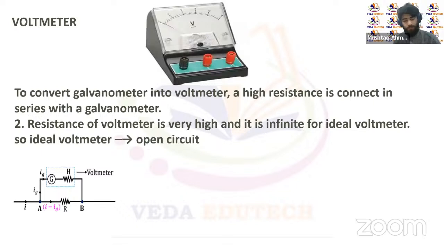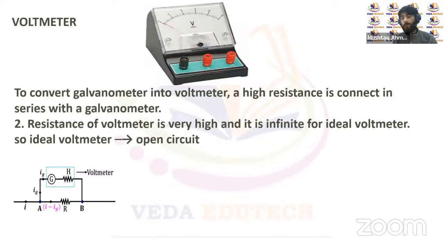Now let's look at what we call a voltmeter. A voltmeter is also achieved using the galvanometer. We convert the galvanometer into a voltmeter when a high resistance is connected in series with the galvanometer. We place a high resistance in series with the galvanometer to convert the galvanometer into a voltmeter. Why do we need a high resistance in series with the galvanometer?